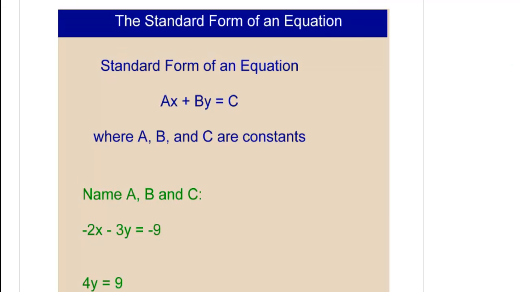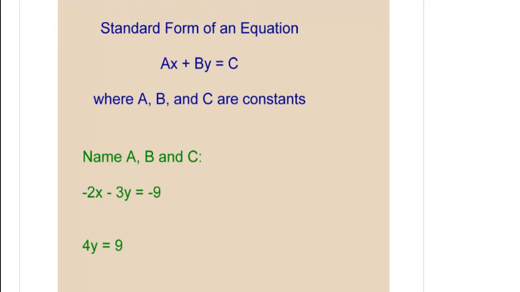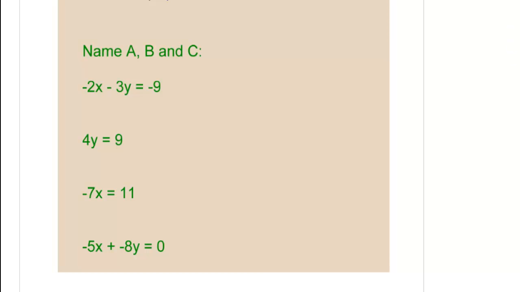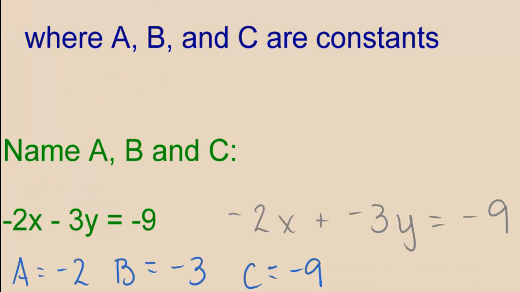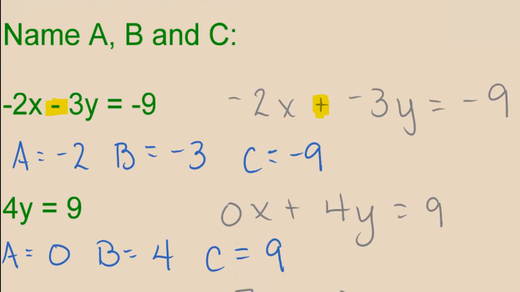So I'd like you to try naming a, b, and c in these equations. And you might have to think about a couple of them. They could be a little tricky. In this first example, I need to change subtraction to addition before I can tell what my coefficient of y is. So once I do that, I can clearly see that a equals negative 2, b equals negative 3, and c equals negative 9. In my next equation, this one's a little tricky.